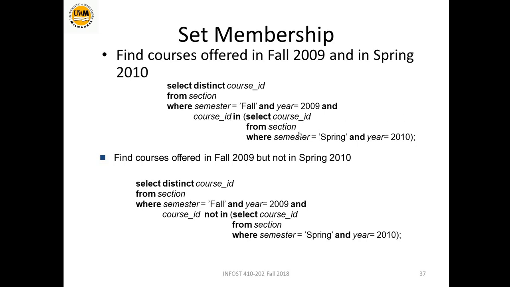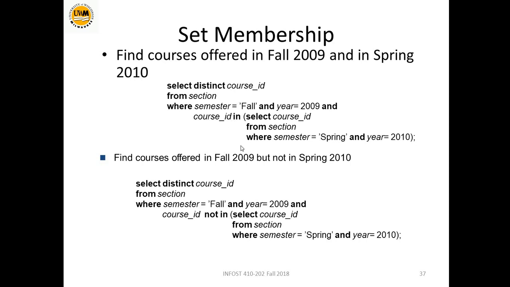and we perform another subquery or select inside the select, the course ID from section where semester equals spring and year equals 2010. So it will give me a result for the course ID that I can compare with these course IDs to get the required result.